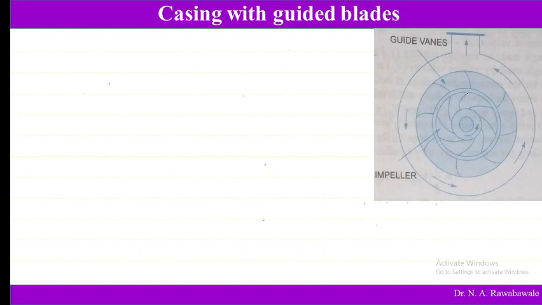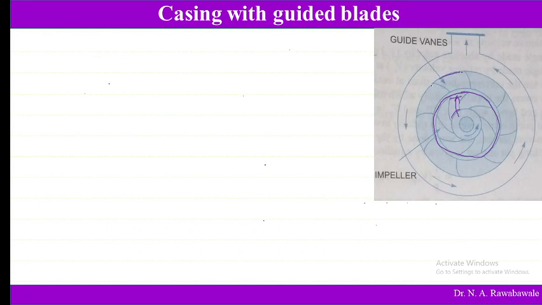So this is another concept. This inner part is known as an impeller, as we have seen. So this is the impeller. The area of cross section starts to increase from inlet to outlet of this impeller as the water moves. As this impeller is a rotating part, the guiding blades or guiding vanes are stationary.